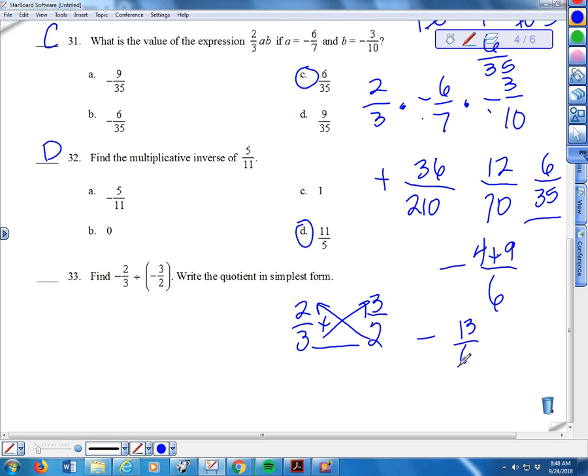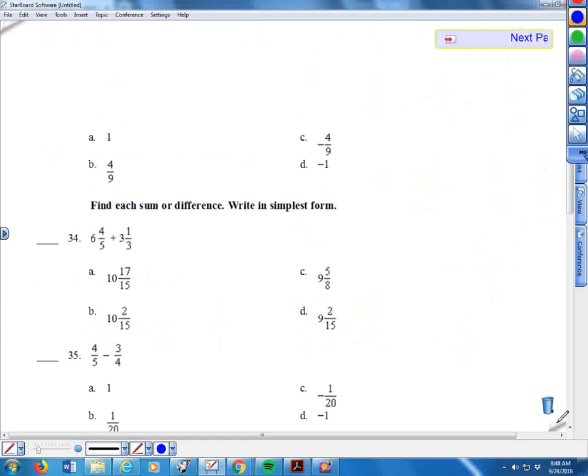All right, but this is division. Thank you for pointing that out. So when I divide by a fraction, I multiply by its reciprocal. What's a negative times a negative? A positive. And what's 2 times 2? 4. Answer is 4/9. Positive.